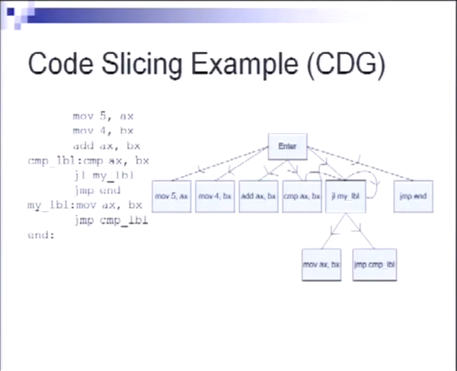Control dependence graphs. Right. So this is a little simpler to read. Essentially every instruction that can be gotten to from enter just has a directed edge to it. And the biggest change here is this jump to my label, which is here. And that is only accessible if this is less, right?